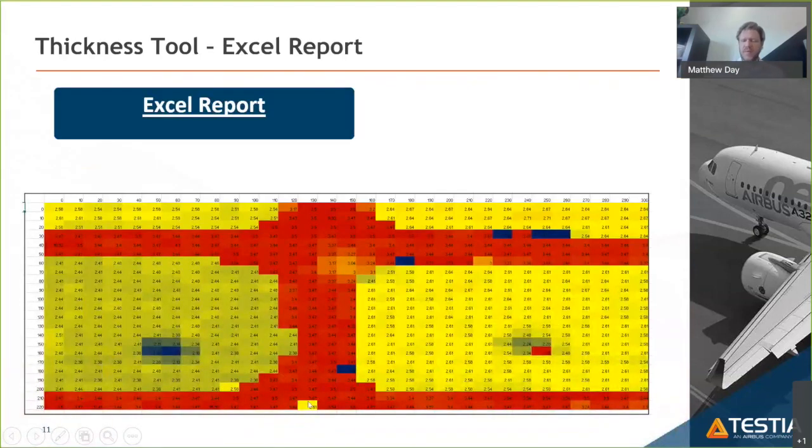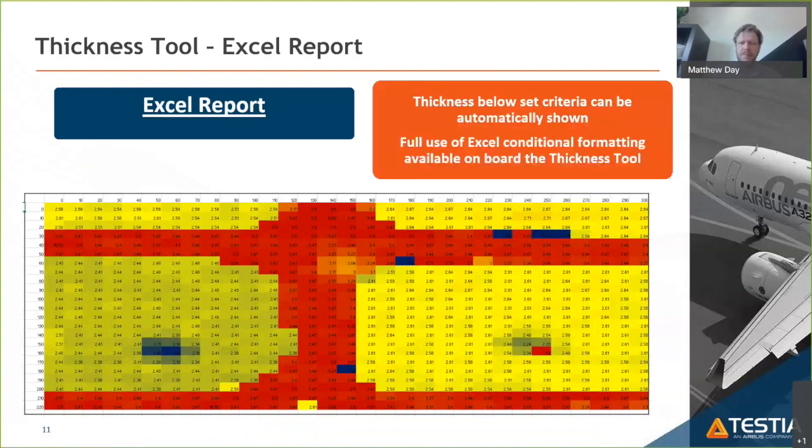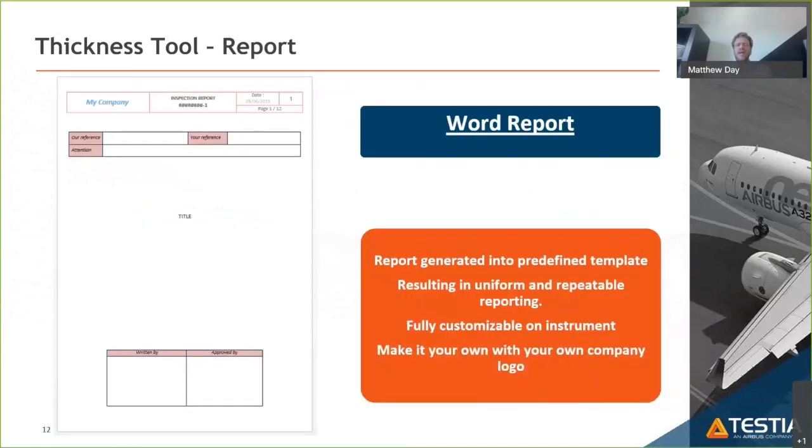Okay, so once we've done the inspection, what do we get? We get 2 files. We get an Excel report, which gives us the thickness readings for every 10 by 10 millimeter grid. And we can specify a thickness criteria, so it will highlight those areas. We can see here down in the bottom right-hand corner, we have a red area. On board the instrument, we do get full use of Excel, which includes conditional formatting, and that's available on board the instrument as well. And we also get a Word report.